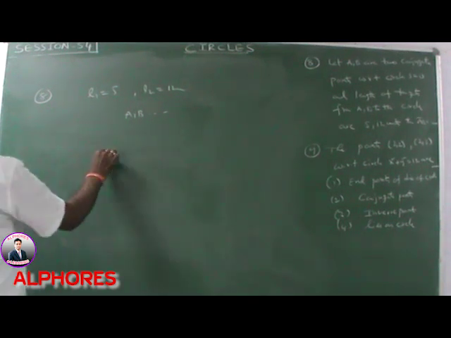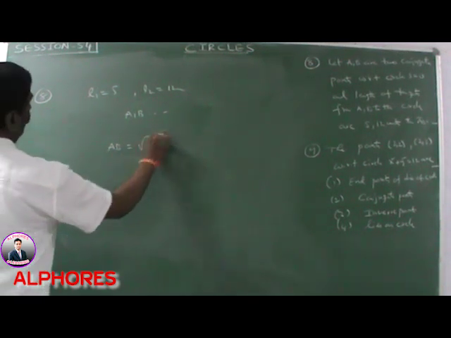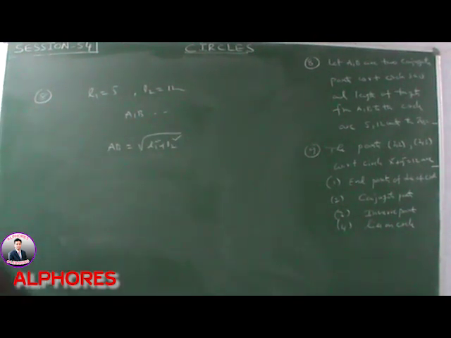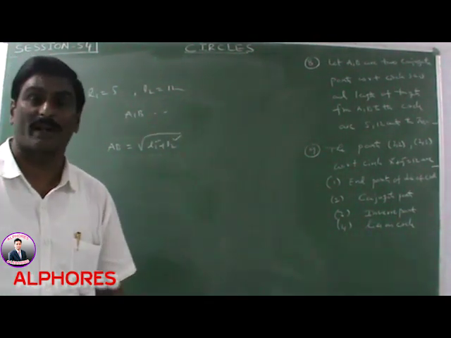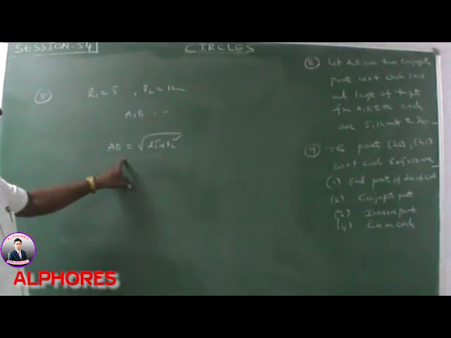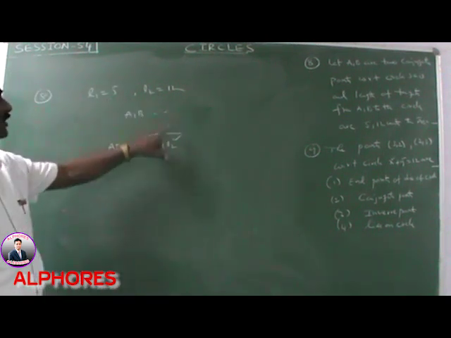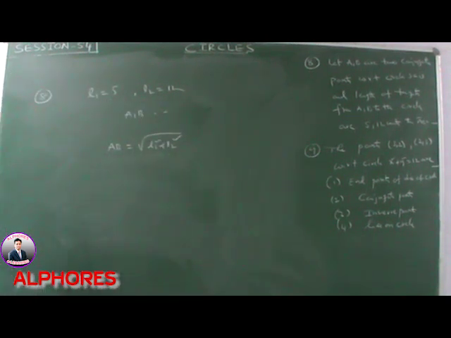Already we know the formula. The distance between the 2 points AB is equal to under root L1 square plus L2 square. If A, B are two conjugate points and lengths of the tangents are given, then AB is equal to under root L1 square plus L2 square. By using this formula, we find the distance between A and B. L1 is equal to 5, L2 is equal to 12. That means AB is equal to 30.